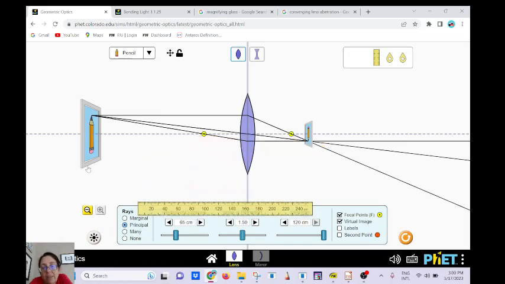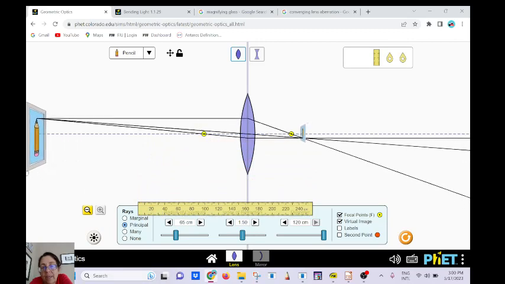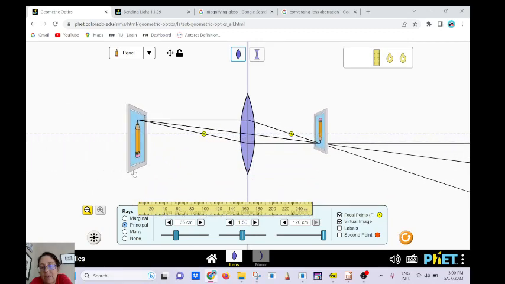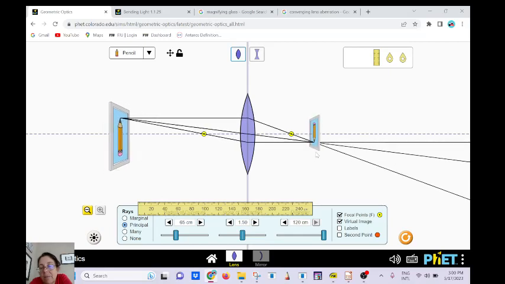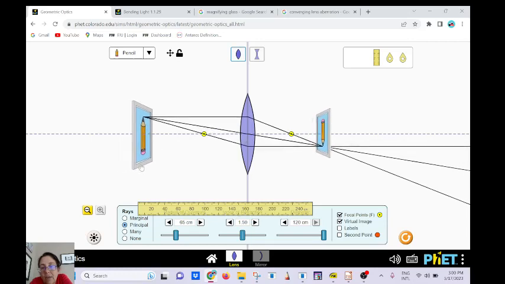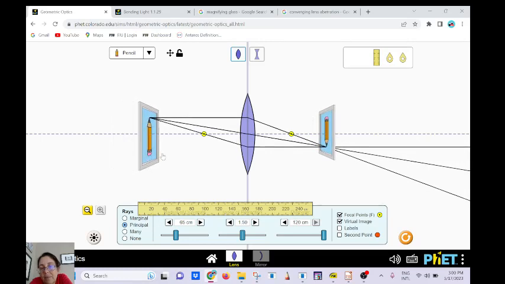If an object is anywhere between infinity and twice the focal length, you're going to get an image which is upside down and smaller. Now, if I go closer, when you have the same size, that means the distance between the lens and the object is equal to twice the focal length. Okay, so this is a focal length, this is twice the focal length. When that happens, the images here have the same size.